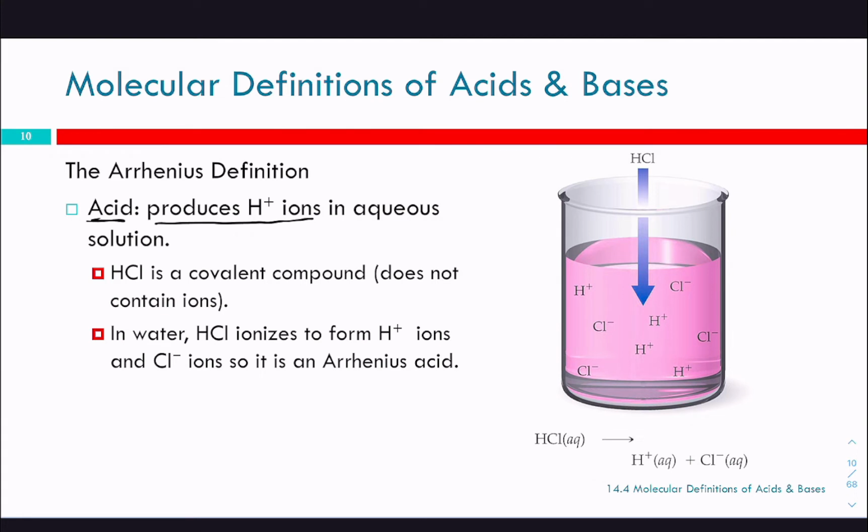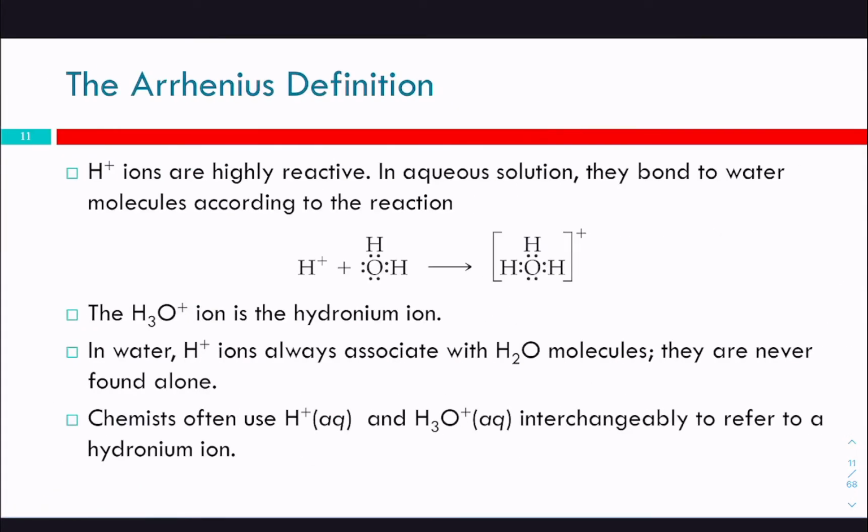So hydrochloric acid by itself is a covalent compound. The hydrogen is bound to the chlorine, but when you add it to water, you produce the ions H plus and Cl minus. Because when you add this to the water, it makes H plus, it's an acid. Arrhenius definition: if it makes H plus, it's an acid. Pretty simple.